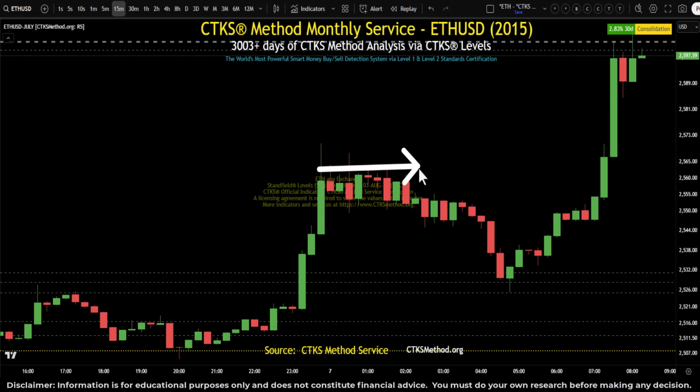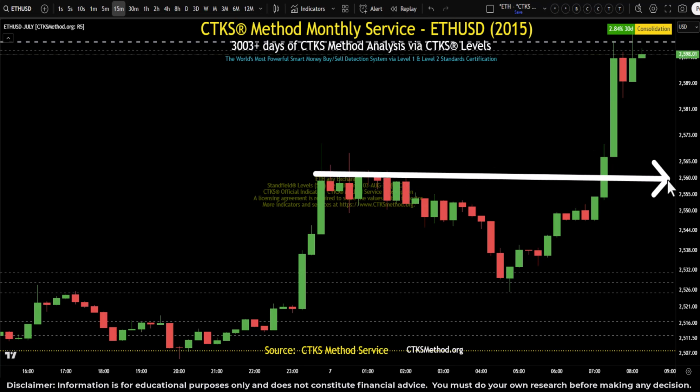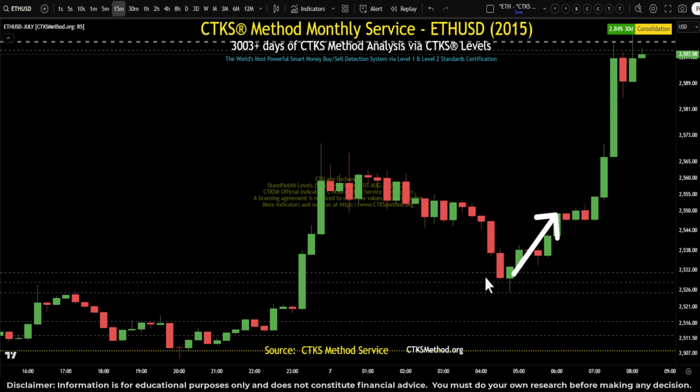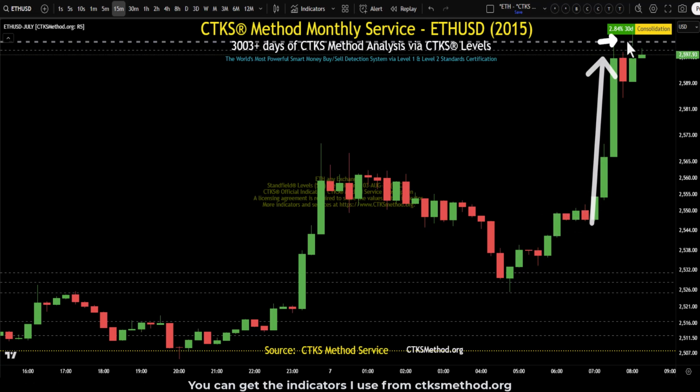We know total crypto market cap and Bitcoin had structural resistance around that 2560 level. And we've seen since that Bitcoin came down into structural support, and that coincided with ETH structural support around that 2526 level. As total crypto market cap and Bitcoin took off, ETH filled this positive CTKS gap, and boy oh boy did it fill it. Look at that. ETH is literally trading at 2600.